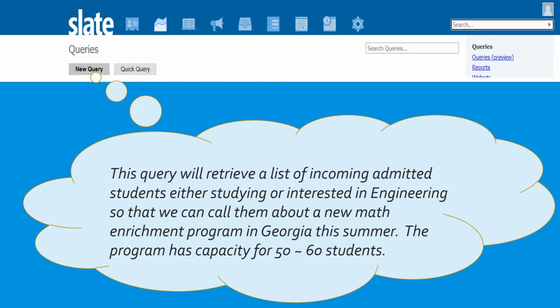And here's a hypothetical just for our practice. This query will retrieve a list of incoming admitted students, either studying or interested in engineering, so that we can call them about a new math enrichment program in Georgia over the summer. And the program has capacity for 50 to 60 students. All right, this one provides a good hypothetical for practice.